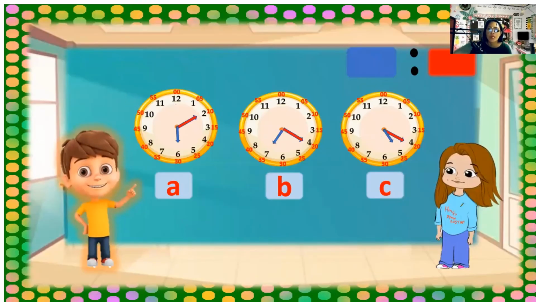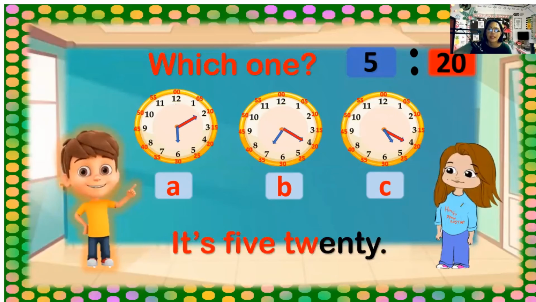Which one is the clock that says it's 5:20? Where's the 5:20? A, B, or C? Definitely you'll know the 5. What clock says it's 5:20? Because the short hand is pointing to 5 and then 20. Okay, there you go. Letter C.